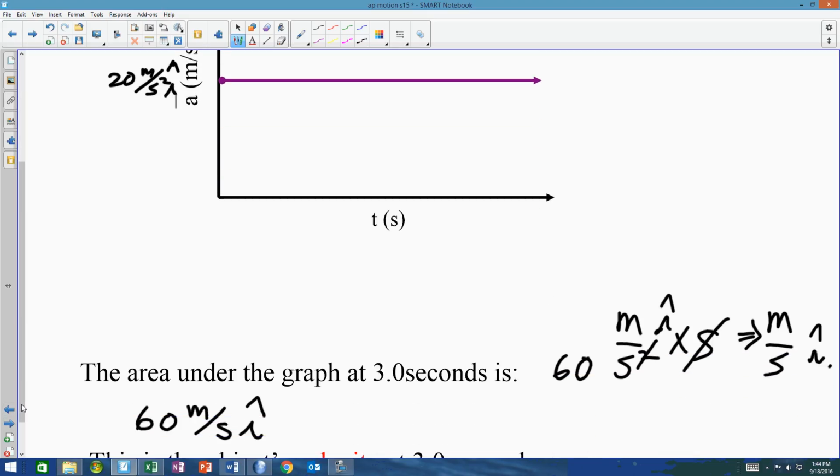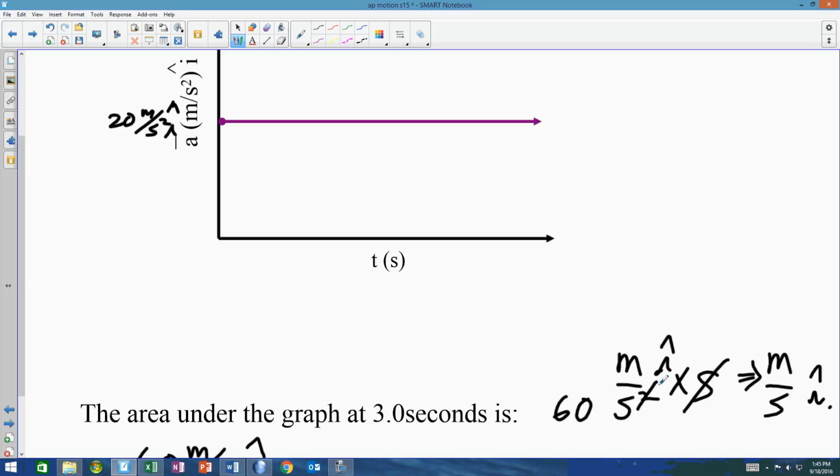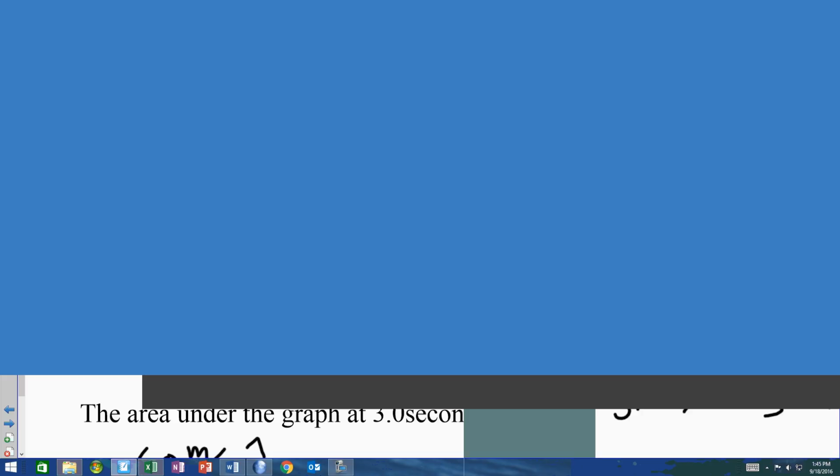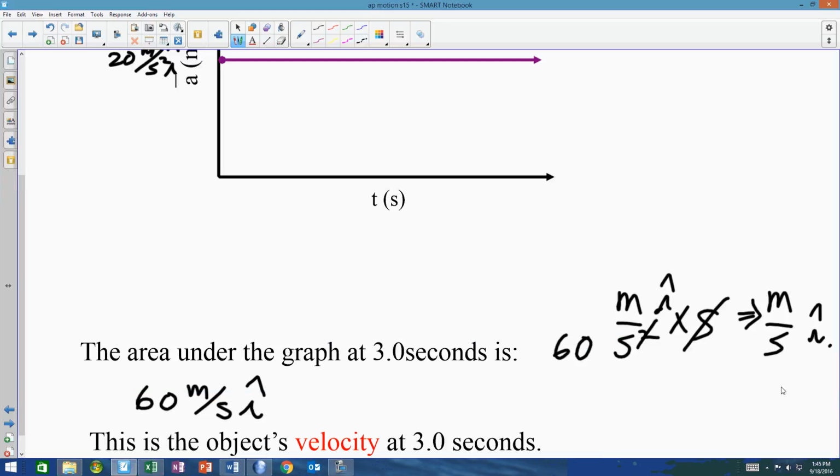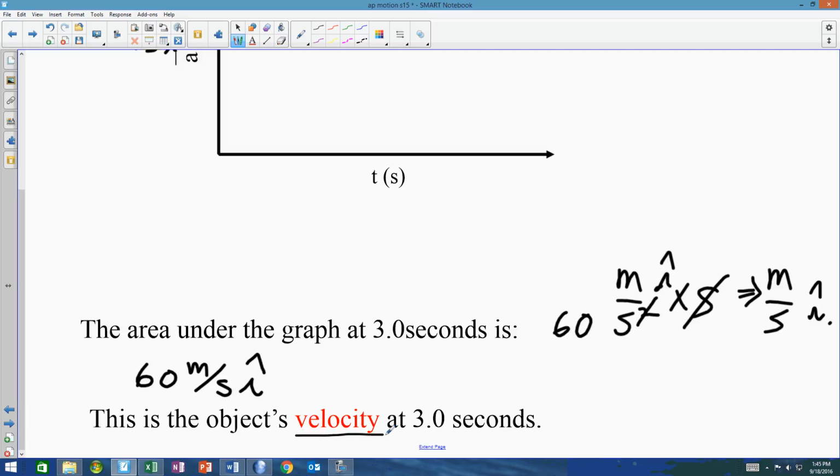Now, if we want the area under the curve at 3 seconds, we just take the 20 times the 3, which gives us 60 meters per second squared times seconds, which gives us meters per second i hat. And what is that? That's the object's velocity. So if I have an acceleration time graph and I find the area under the curve, I get the velocity.